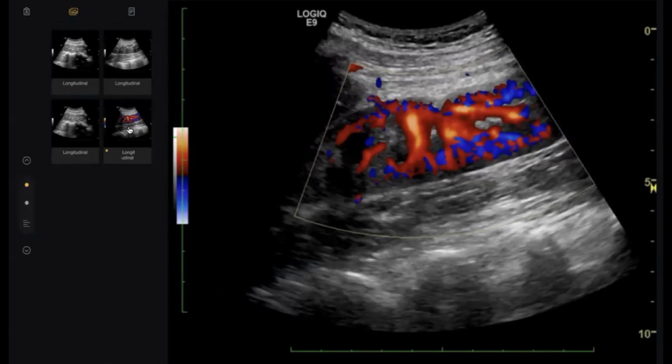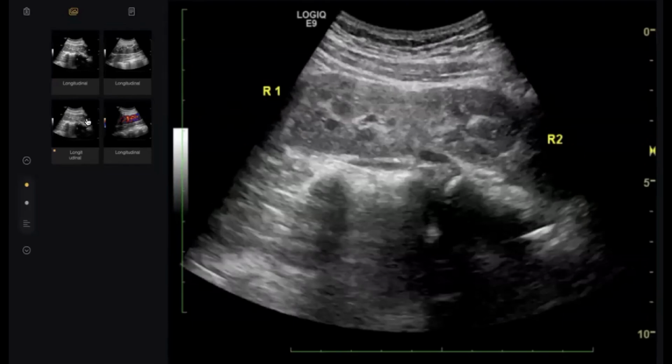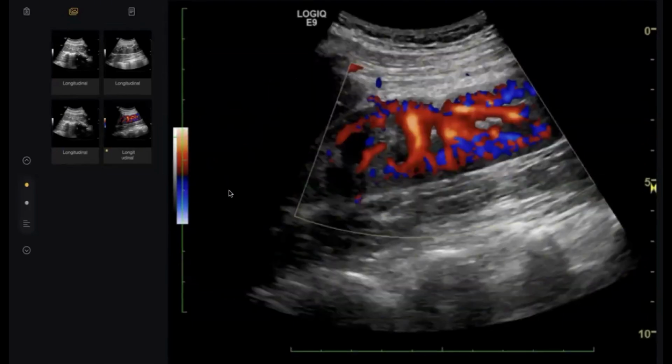So in this image, the kidney shows normal Doppler vascularity and normal parenchymal attenuation. Doctor, what is this? I think this is a transplanted kidney in the psoas muscle. No, not transplanted. What is this? Pelvic kidney, maybe pelvic kidney.